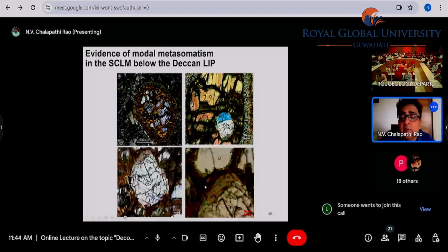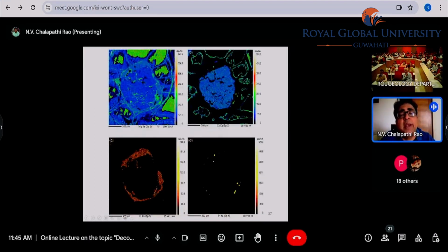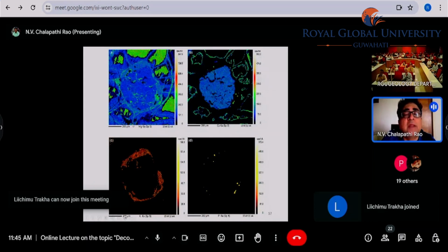So these minerals are extremely important because they contain a lot of volatiles. They are more fusible minerals, and their occurrence in a mantle xenolith suggests that the xenolith did not melt completely during the Deccan episode. That means there is direct evidence for modal metasomatism in the subcontinental lithospheric mantle below the Deccan Traps. So we did some electron microprobe analyzer studies. We did some X-ray mapping. This technique uses mapping of potassium, phosphorus, calcium and magnesium, which establishes these minerals. So based on that, we inferred that modal metasomatism is present.